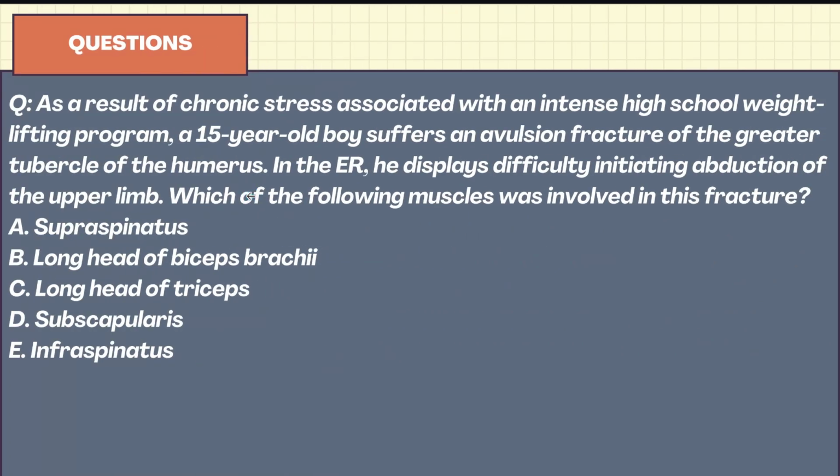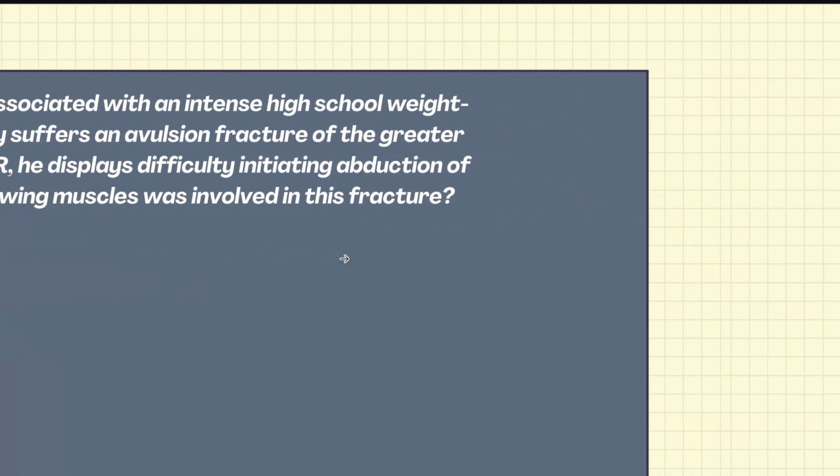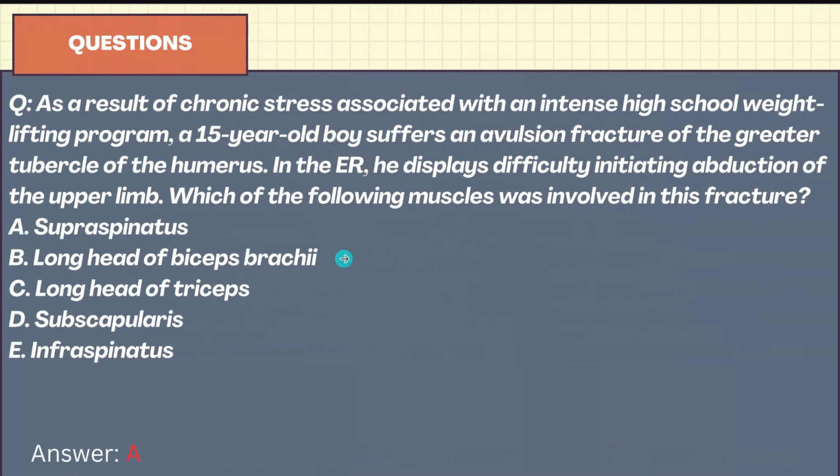As a result of chronic stress associated with an intense high school weightlifting program, a 15-year-old boy suffers an avulsion fracture of the greater tubercle of the humerus. In the ER, he displays difficulty initiating abduction of the upper limb. Which of the following muscles was involved in the fracture? So initiation of abduction should tell us that it's A, supraspinatus.